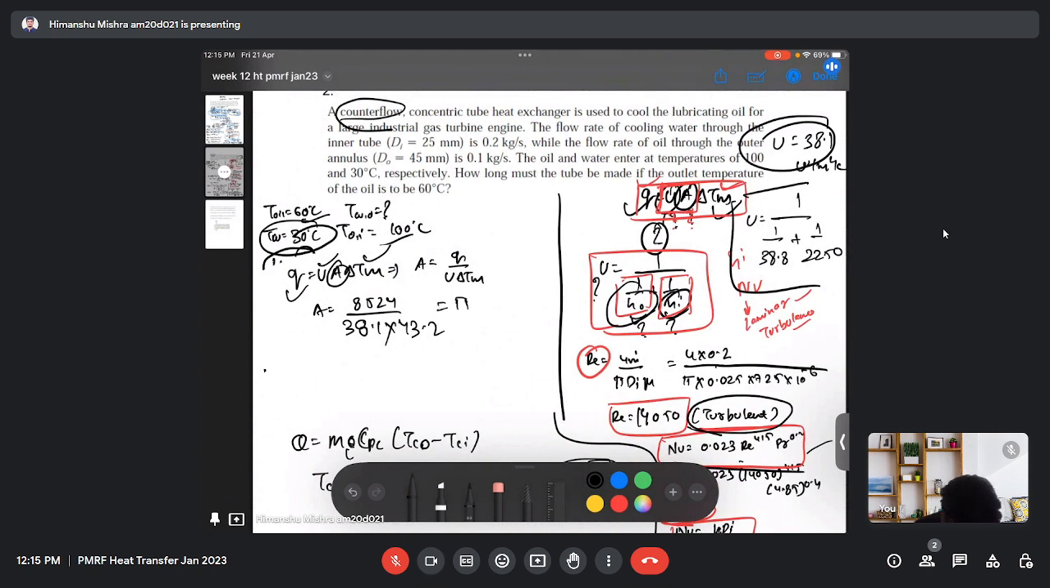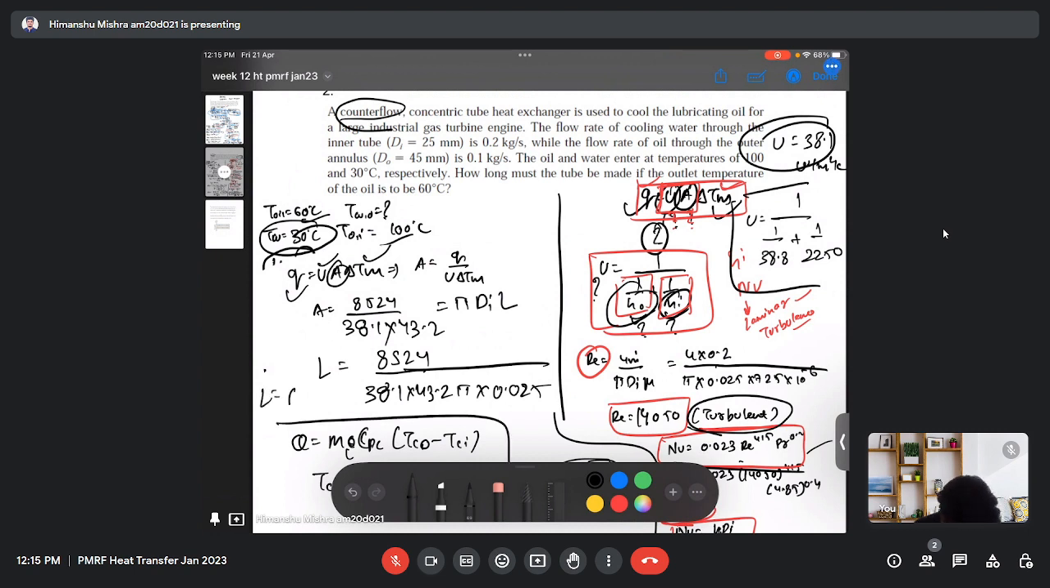And I can write this as pi D L. So my L will be 8524 over pi, and my Di, the inlet diameter, is 0.025. So my length will be 65.9 meter.